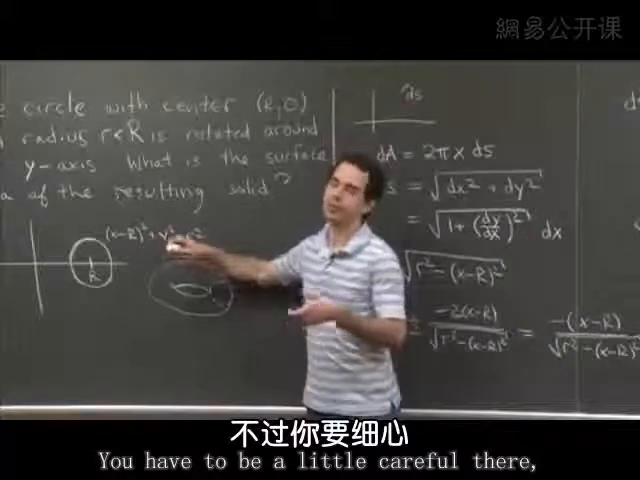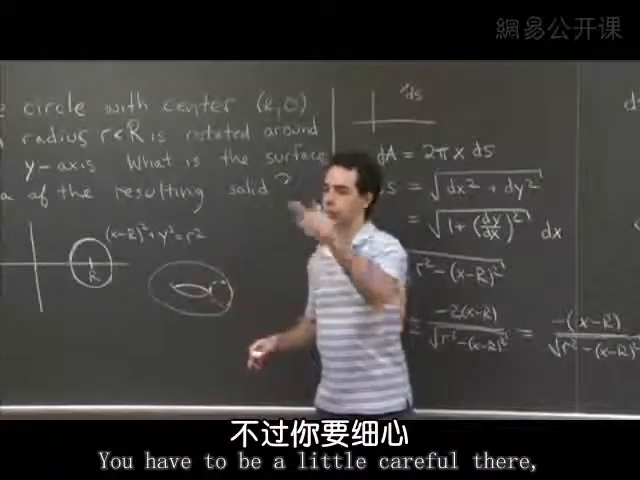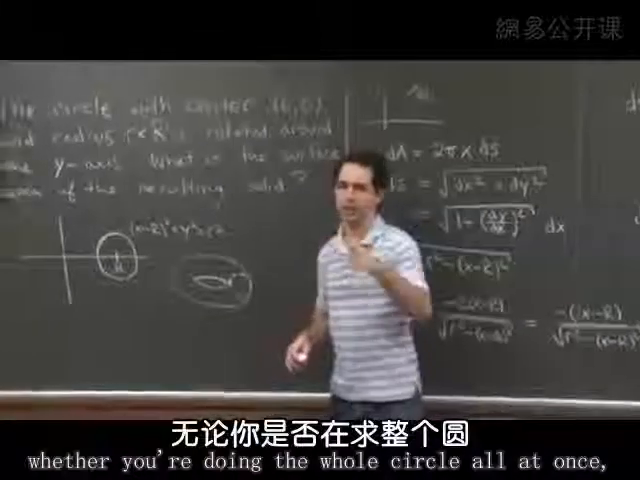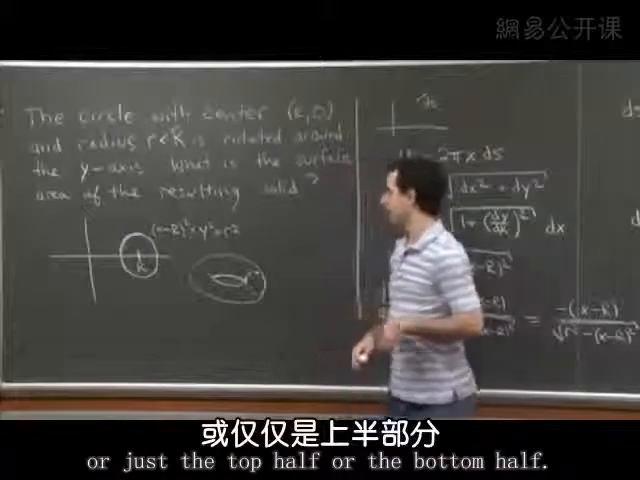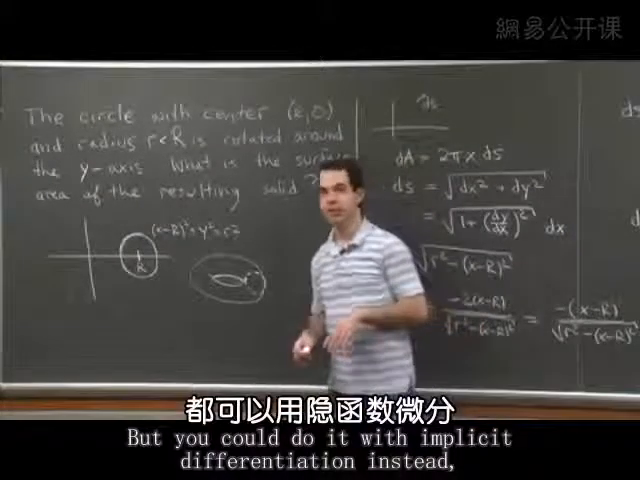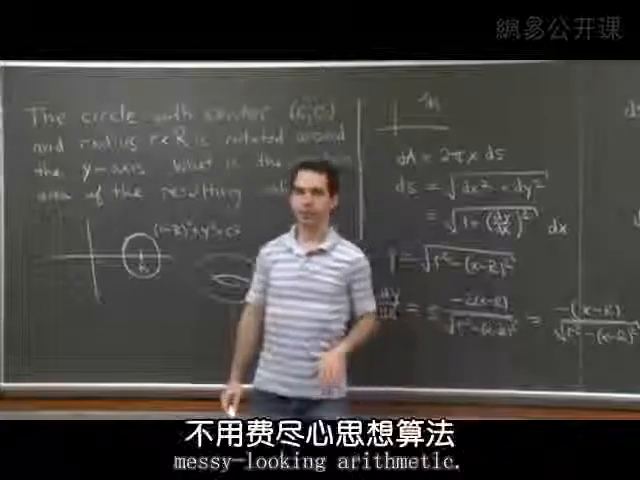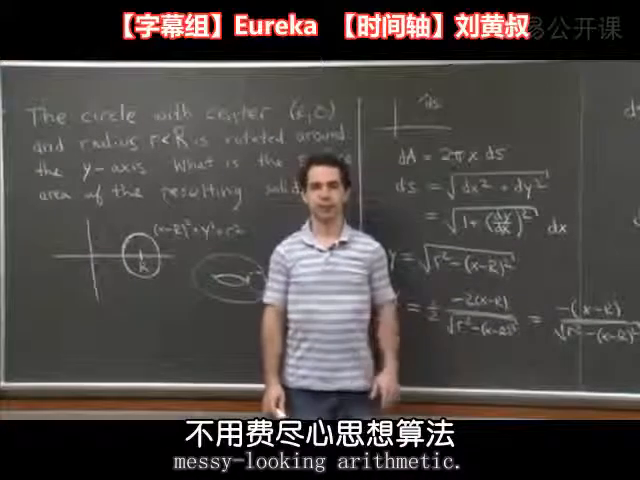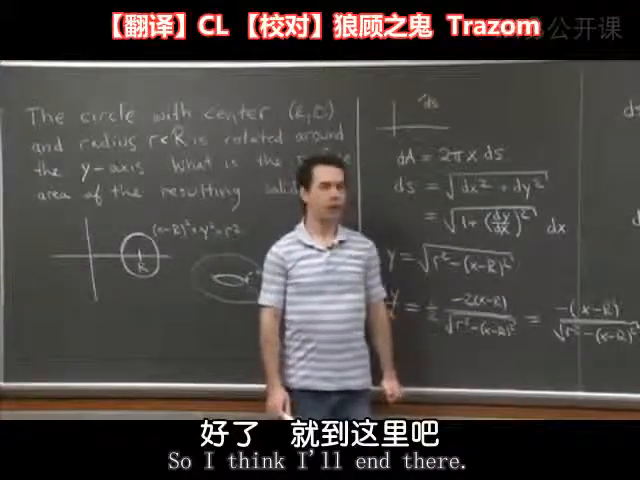You have to be a little careful there, whether you're doing the whole circle all at once or just the top half or the bottom half. But you could do it with implicit differentiation instead and maybe save yourself a little bit of messy-looking arithmetic. So I think I'll end there.